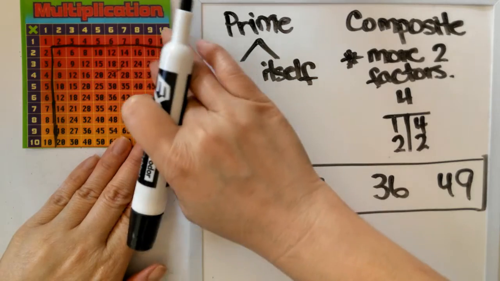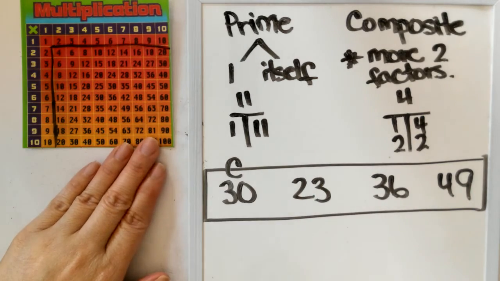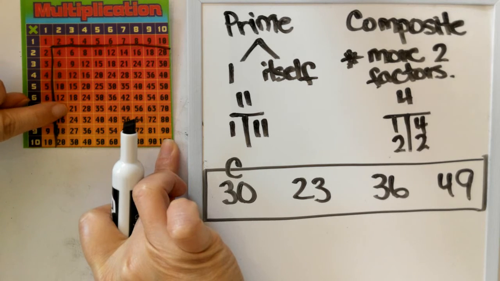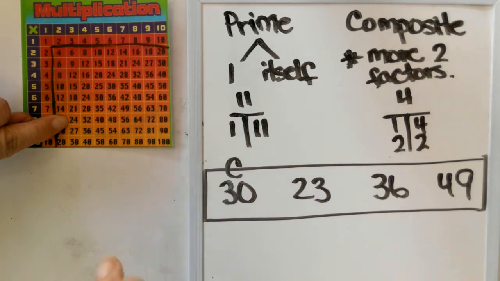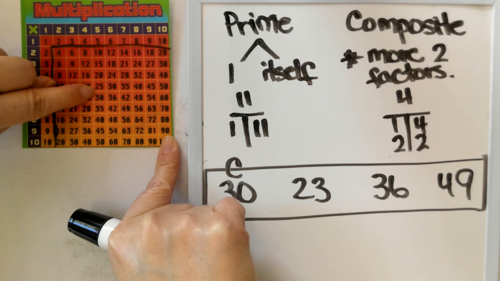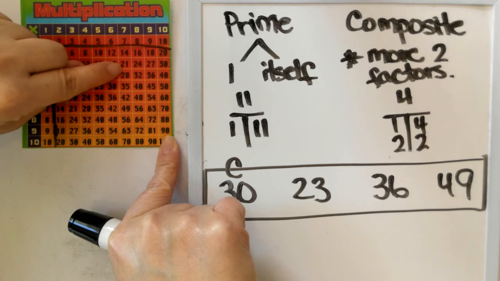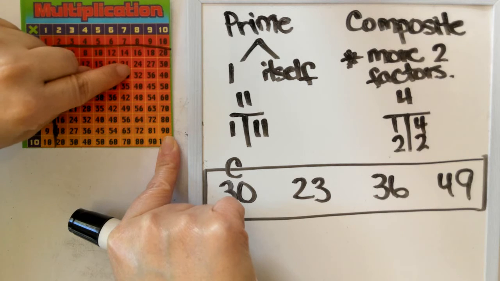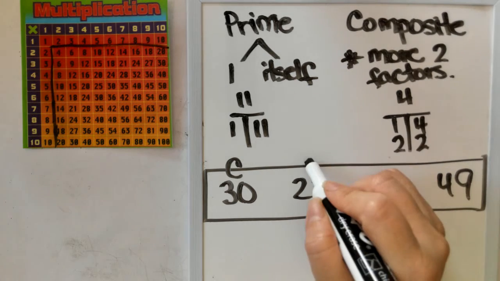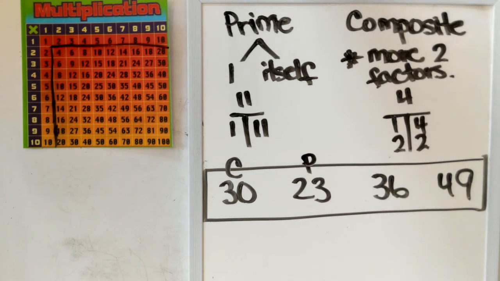Okay, now let's look at 23. 23, let's see. I have 21 here, and then it skips to 24. So I don't have 23. I have 20 here, and then 24. No 23. 20, 25, 21, 28, 16, and then I don't see 23. Do you see 23? Well, if you do, let me know, because I don't see it. I'm going to say that it's prime.